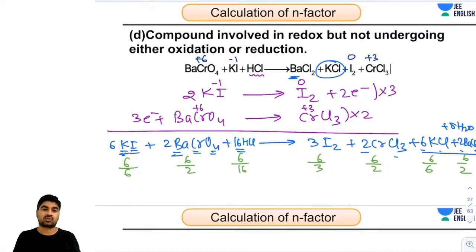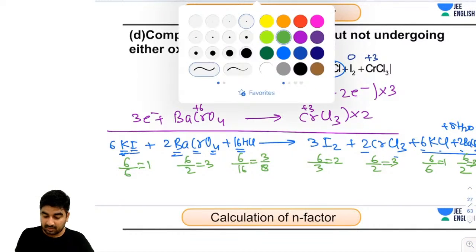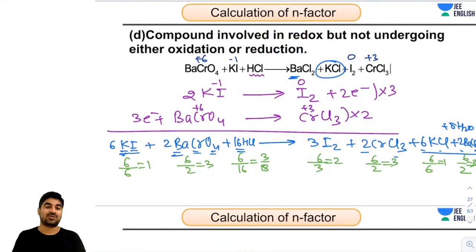Now divided by stoichiometric coefficient, you will be getting 1, 3, 3 by 8, 2, 3, 1 and 3. Then if you are getting it, guys, now law of chemical equivalence can be proved. Here we have 6 and 1.